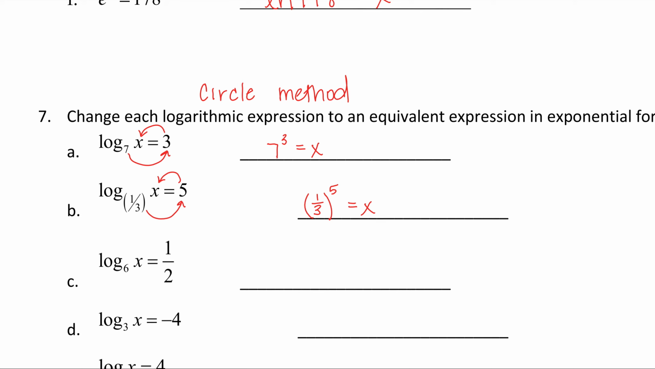Notice I did not say solve. I'm just rewriting. I'm changing the logarithm expression. So 6 raised to the 1/2 is equal to x. So 6 raised to the power of 1/2 equals x. Please, again, it's not 6 1/2. That is incorrect. I will count it wrong. You will get it counted wrong on tests. They are not the same. So this is not the same as this. Got it, guys?